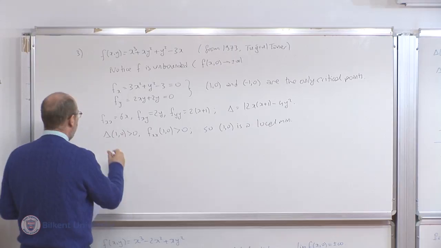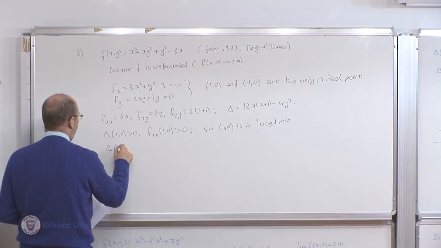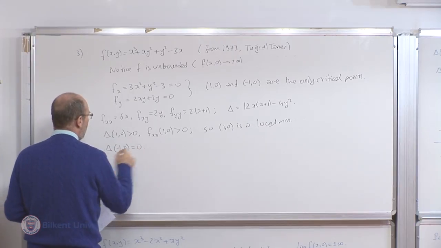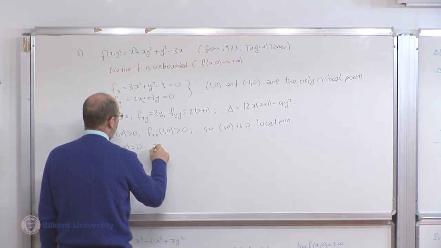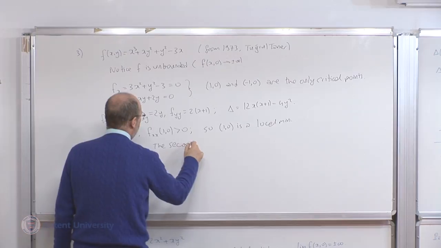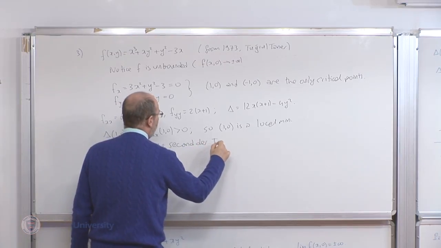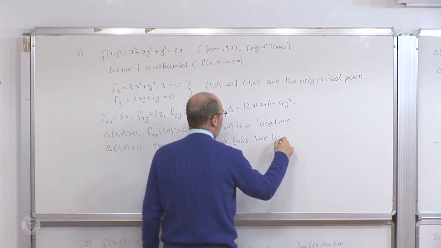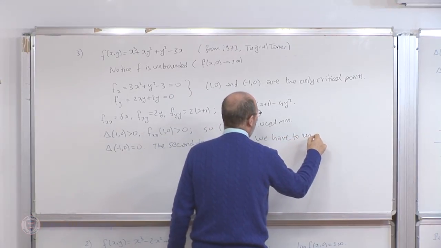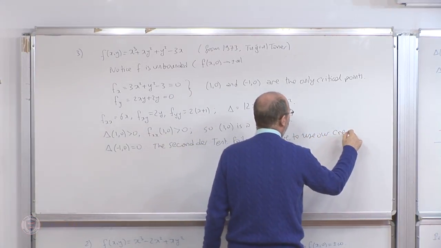Okay, and of course, the discriminant at (-1, 0) is 0. So the second derivative test fails. Now we have to be creative. We have to use our creativity.